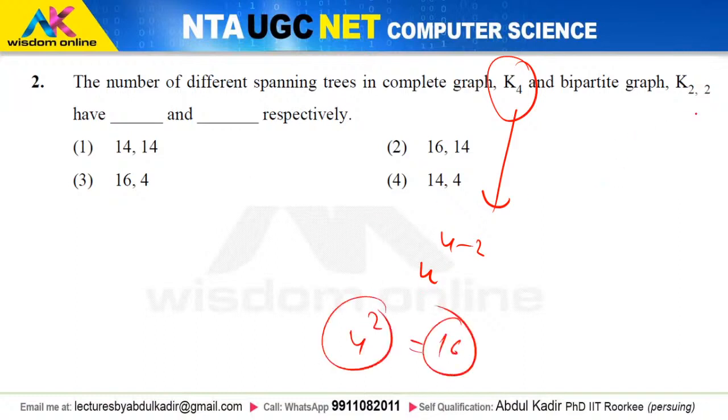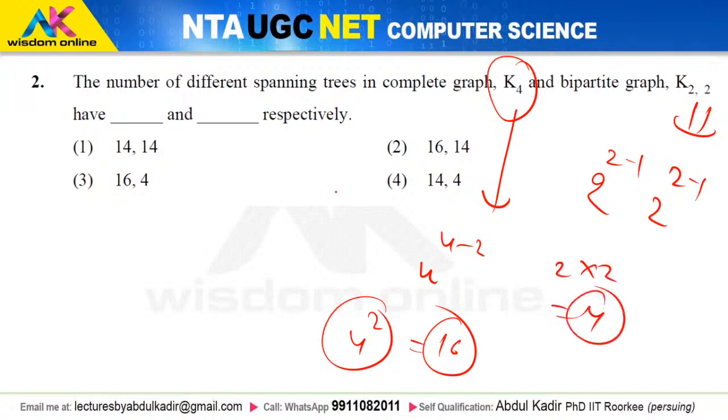Now for this, what will happen? 2 power 2 minus 1, 2 power 2 minus 1. So the answer will be 2 into 2, that is equal to 4. So the answer will be 16, 4. The answer will be option 3.